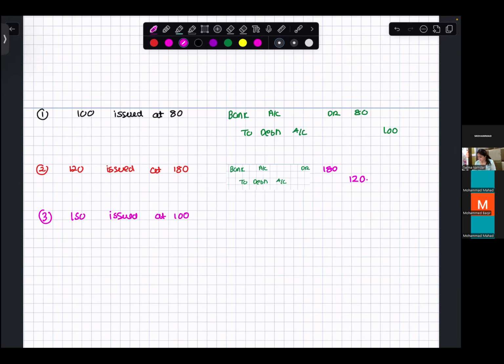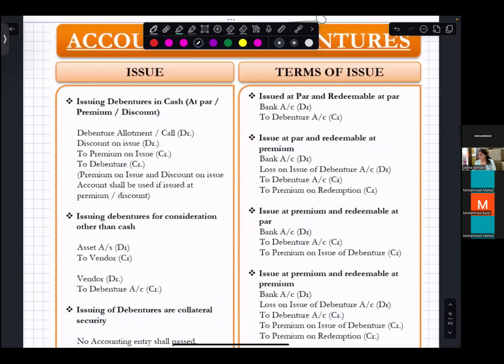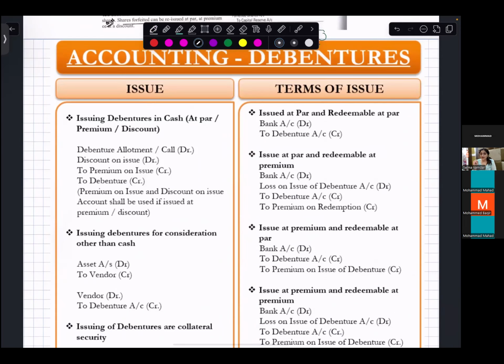Okay, so you're saying bank account debited, which will be 100, and then debentures account credit, which will be 150. So 50 will be debited, the remaining amount. So we were talking about when debentures are issued at par and redeemed at par. When you have a debenture that you issue at the face value and redeem also at the face value, the journal entry will be bank to debentures.